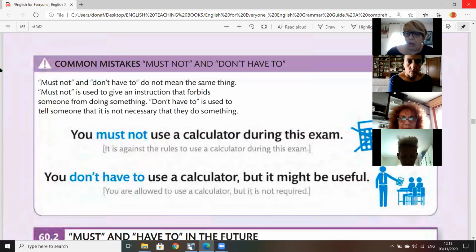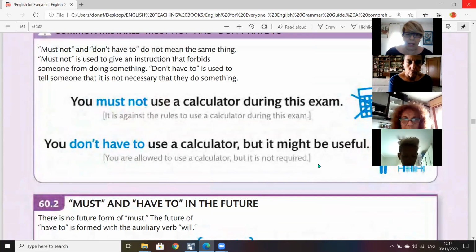We did this too, like when we talked about the contributions. You don't have to pay for this favor. It's not necessary. You must pay. You must not follow that rule because it was changing. You must not use a calculator during this exam. That is forbidden. You don't have to use the calculator, but it might be useful. So it's not necessary that you use it, but if you want, you can do it. Nobody else is obliging you.